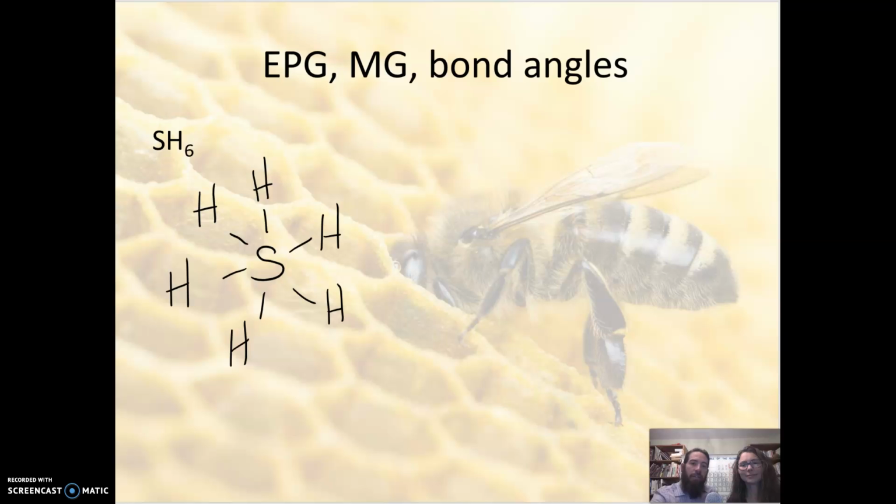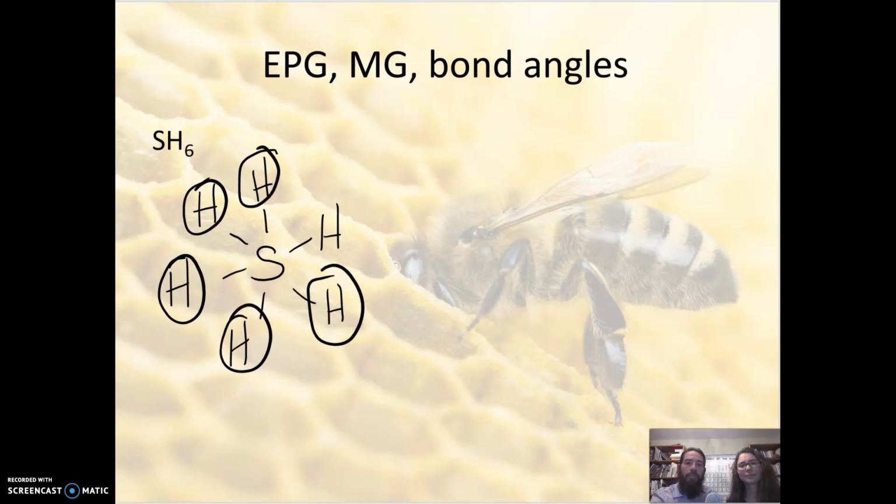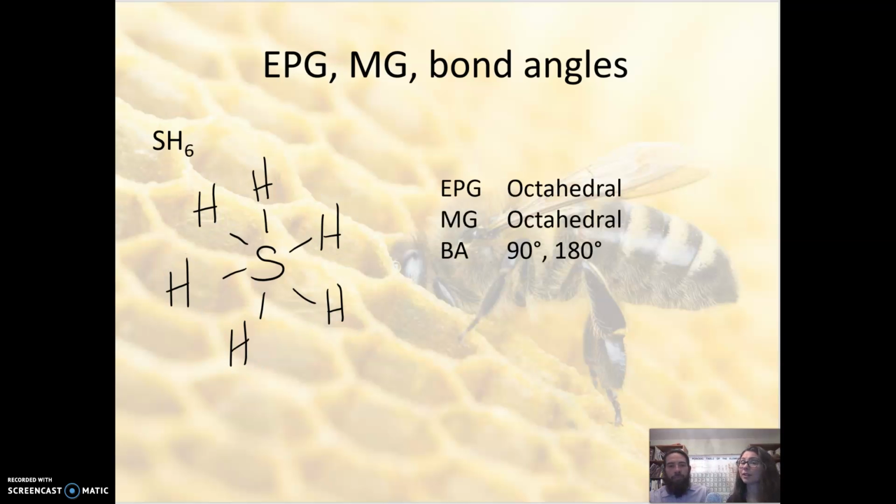SH6, we're going to count the domains. I've got 1, 2, 3, 4, 5, and 6. 6 domains. 6 domains is an octahedral electron pair geometry. Since we don't have any lone pairs, again, the molecular shape or the molecular geometry is octahedral.